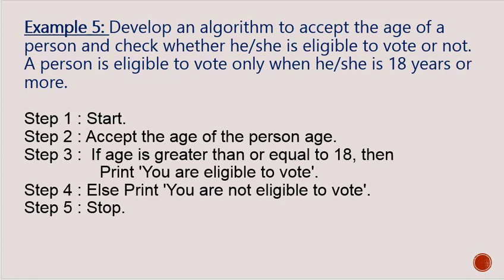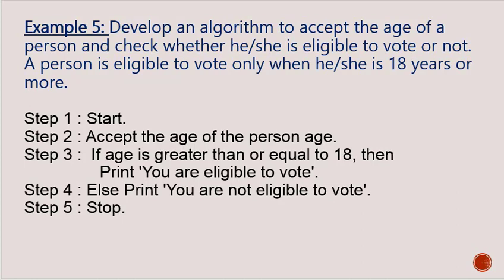So again, another example of decision construct. We have to check whether the age of the person is greater than 18 or not. If the age of the person is greater than or equal to 18, then the person is eligible to vote. Otherwise the person is not eligible to vote.